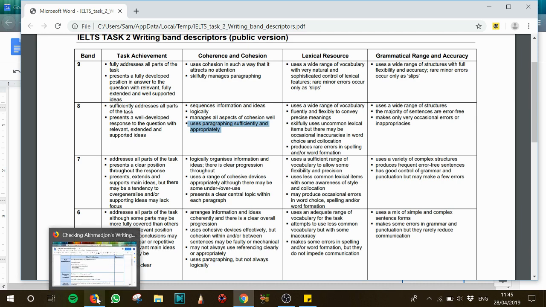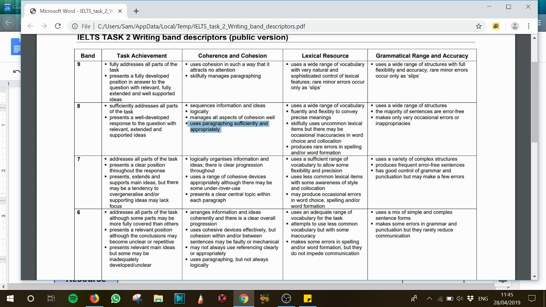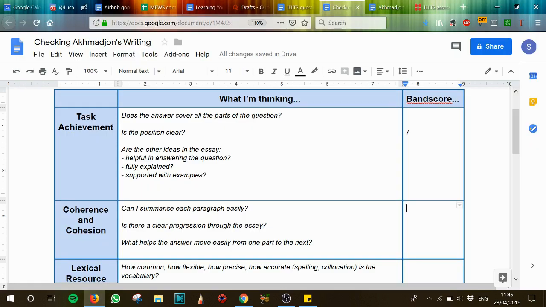So I can't give Ahmadjon a complete band 8 for this because he hasn't got all of band 8. And I don't want to give him band 6 because he does better than these points in band 6. So I think that for coherence and cohesion, I'm going to give Ahmadjon a band 7. So that's what the examiner is thinking when they're checking your Part 2 writing task for coherence and cohesion.